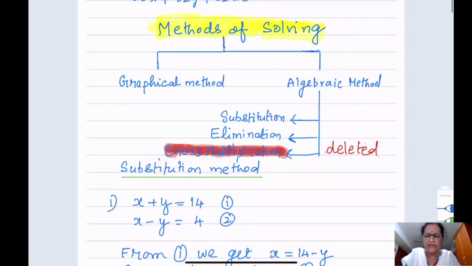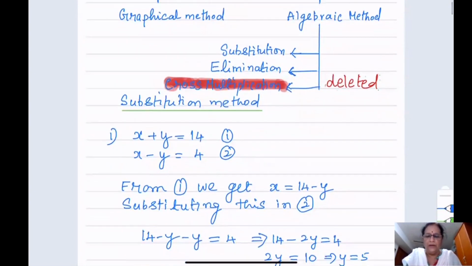So let us take a very simple problem. x plus y is equal to 14, x minus y is equal to 4. So now you need to find the value of x and y which will satisfy both the equations.